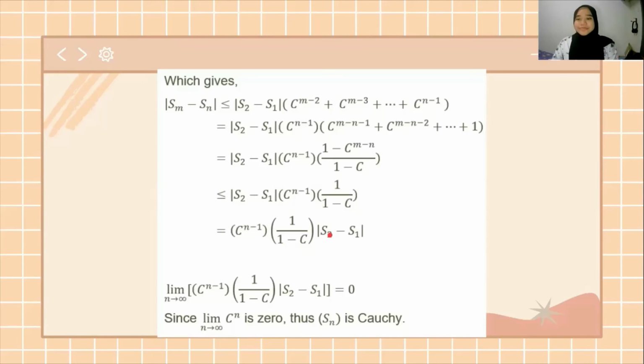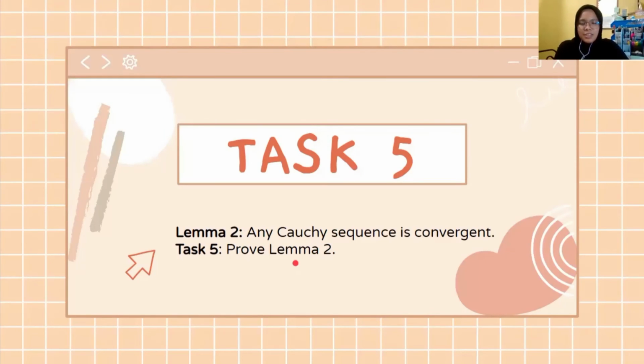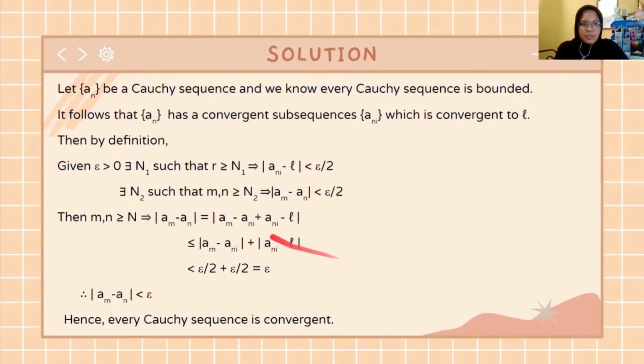Thank you. My name is Naizati Mati Mustafa and my matric number is 200879. I will continue the presentation with task 5, to prove Lemma 2, which is any Cauchy sequence is convergent. For the solution, we let a_n be a Cauchy sequence and we know every Cauchy sequence is bounded. It follows that a_n has a convergent subsequence a_ni which is convergent to its limit.